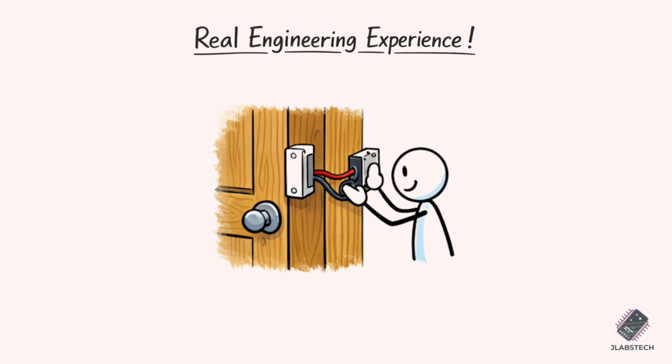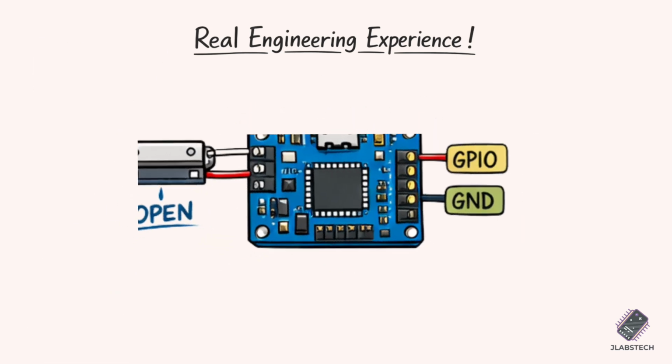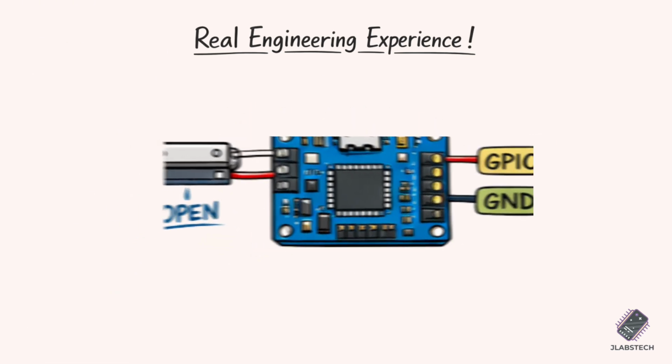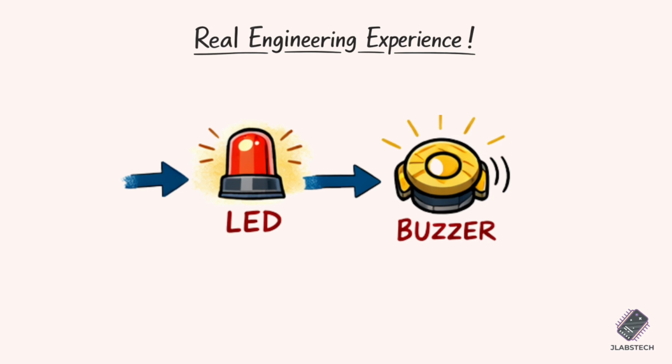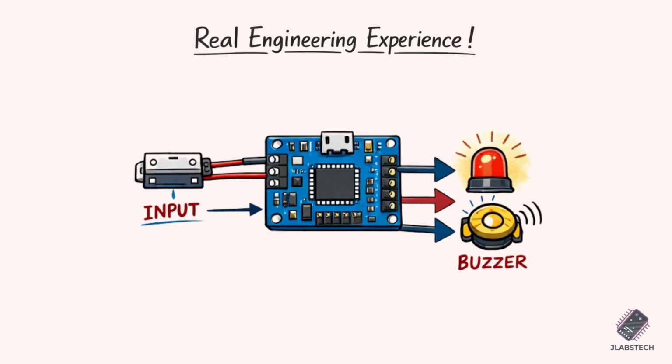Imagine you're building a simple door sensor. You have a magnetic switch connected to a microcontroller. When the door opens, the switch changes state. The microcontroller reads that input and triggers an alarm. At the same time, it might activate an LED or a buzzer using an output pin. That's digital input and output working together to create a real system.